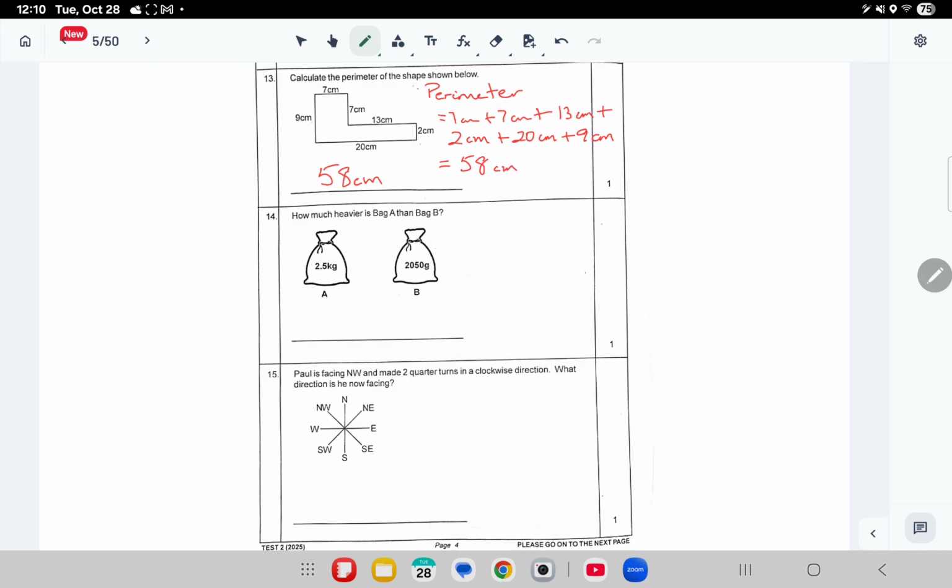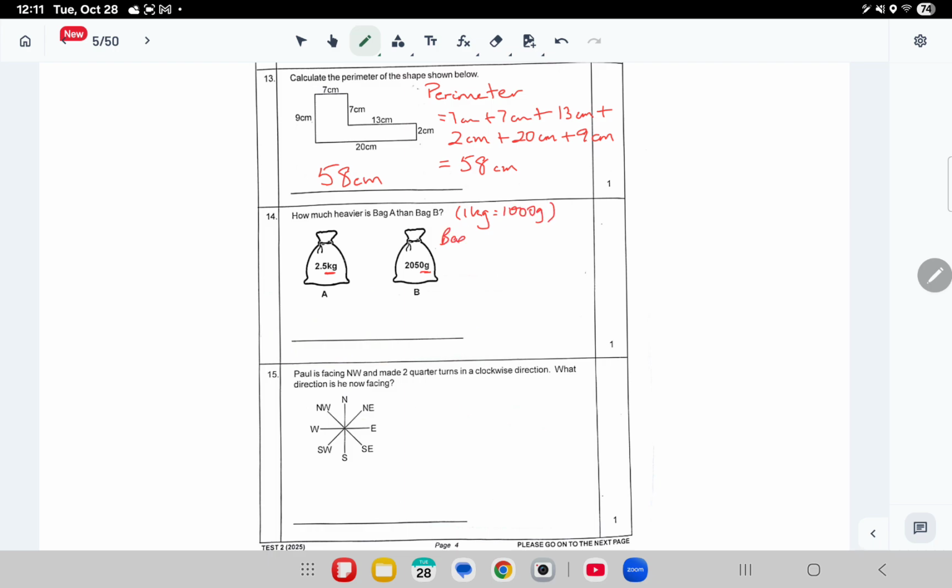Number 14, how much heavier is bag A than bag B? So we have two different units. We have kilograms and we have grams. Whenever we have two different units, we always need to convert to work in like units, the same units. So I will convert the kilograms into grams. We know that 1 kilogram is equal to 1,000 grams.